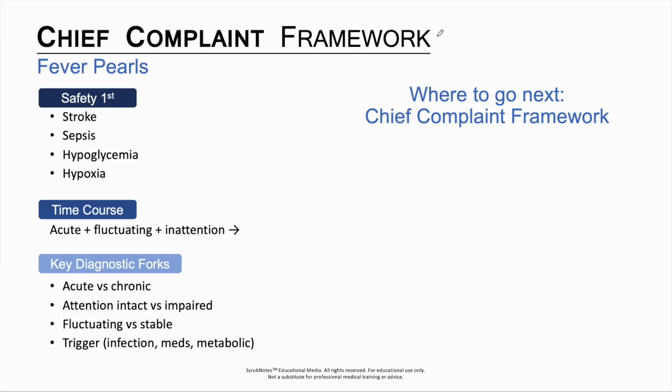If you take one thing away from today's video, I hope that it's that the key to a case of confusion isn't about memorizing a long differential list. It's about asking the right questions. So be sure to rule out any red flags like stroke, sepsis, hypoglycemia, hypoxia, and then use the time course to guide you. So in today's case, we had acute plus fluctuating plus inattention. That's pretty classic for delirium. Use those key diagnostic forks to help you narrow down your differentials.